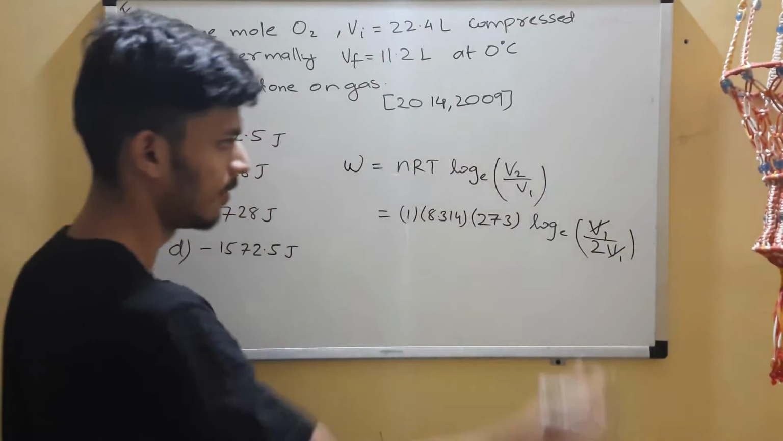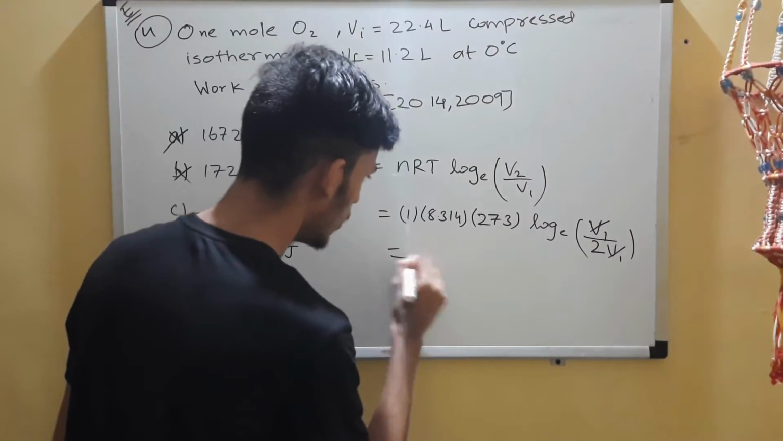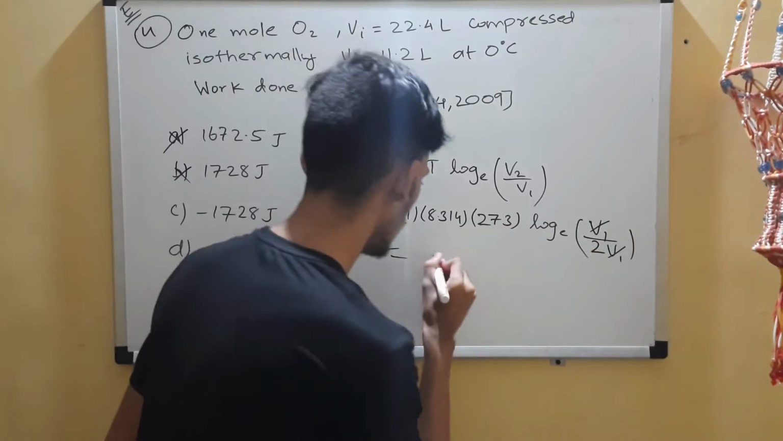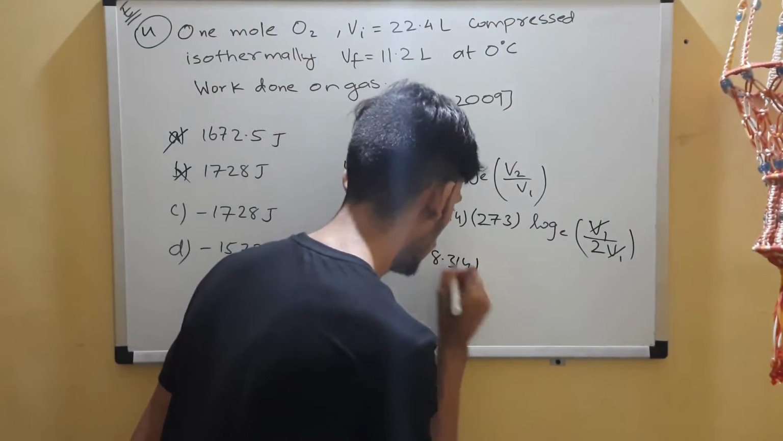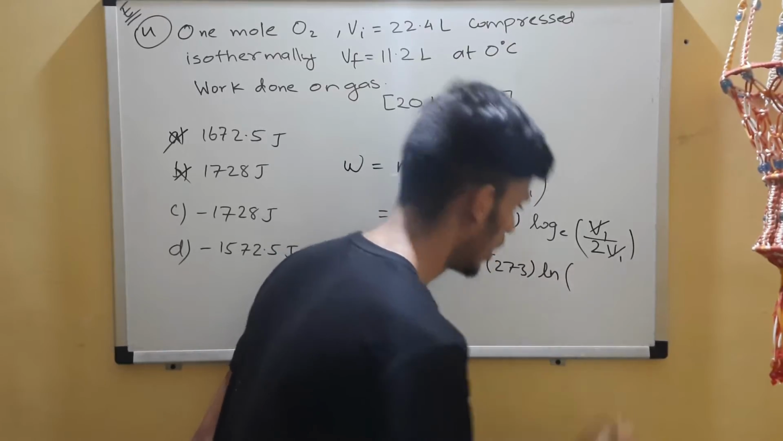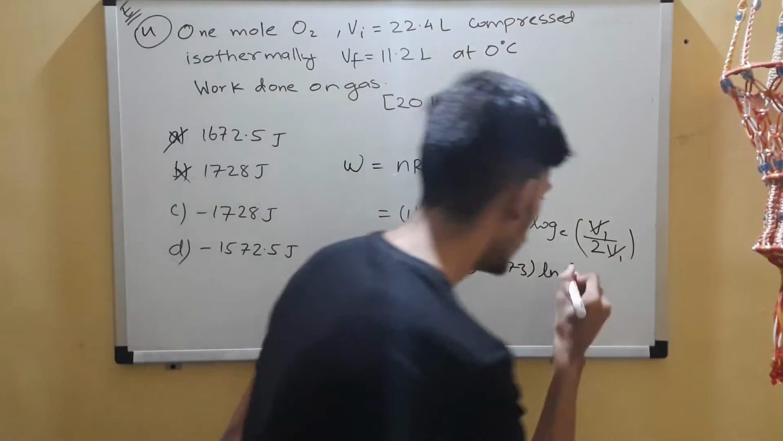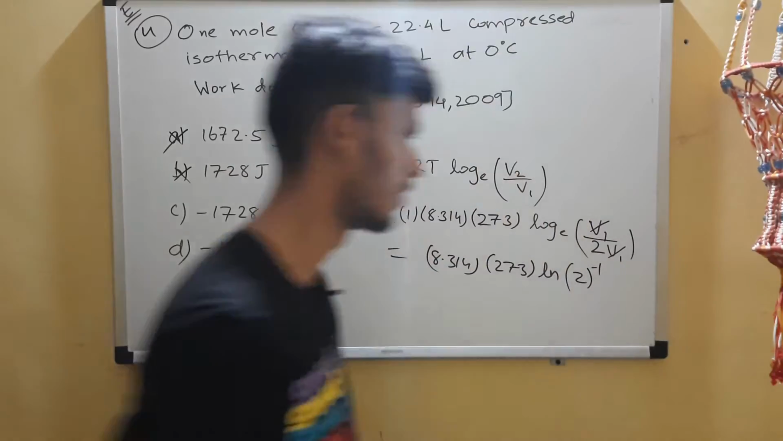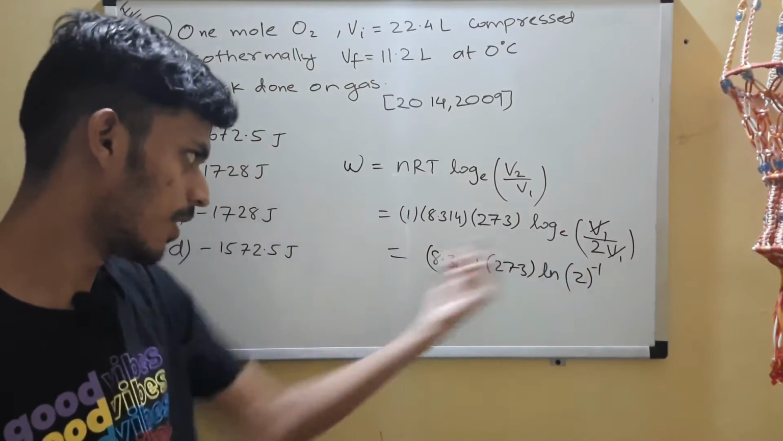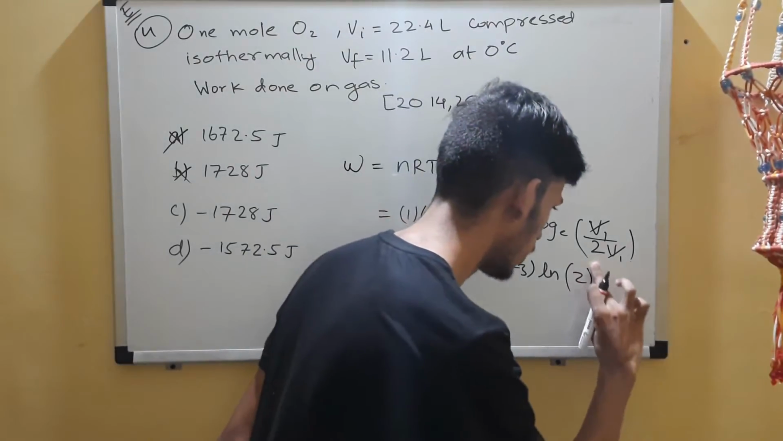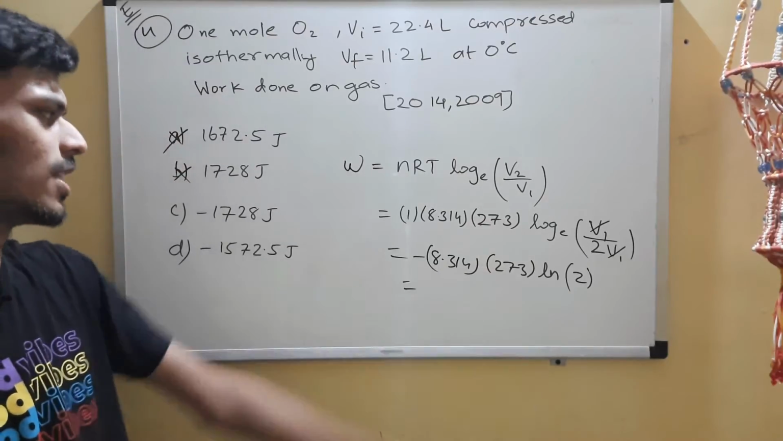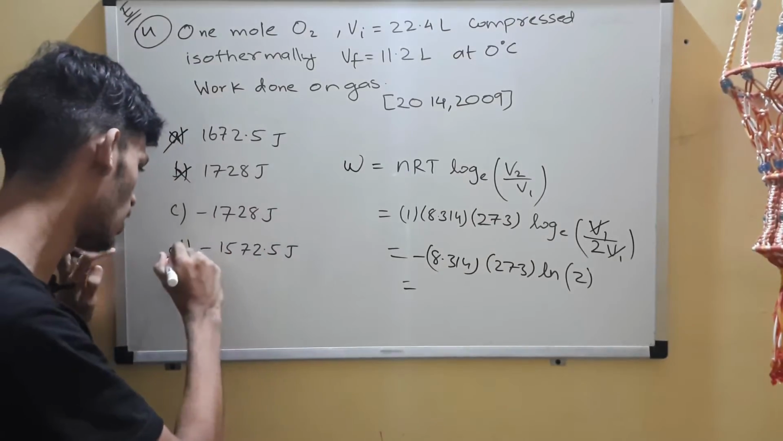This V1 and that V1 will get cancelled and you'll be left with, okay, I can take that 2 on top, I'll show you. 8.314 into 273 into ln, I'll write log e as ln, 2 raised to the power minus 1. I can write it this way. So I can get that minus 1 down, using the properties of logarithm. So this answer will be negative. As I said, once you solve this, the answer that you will get is option D.